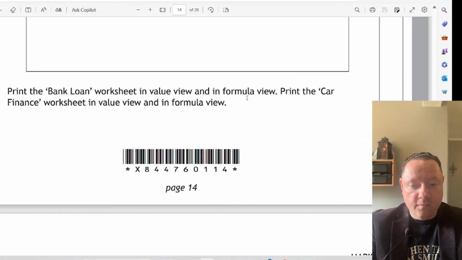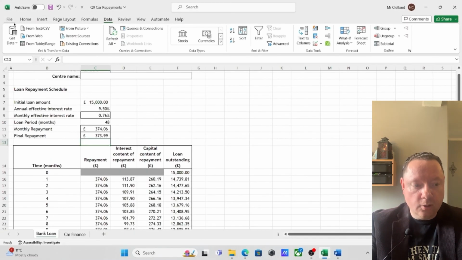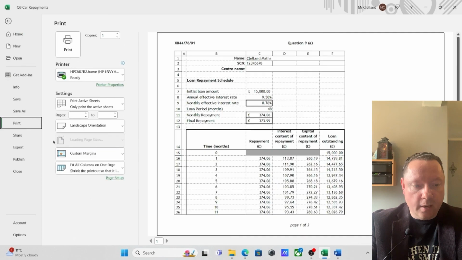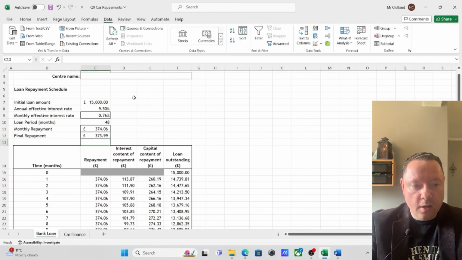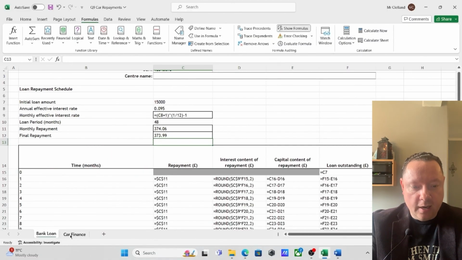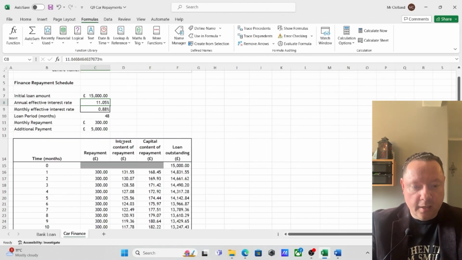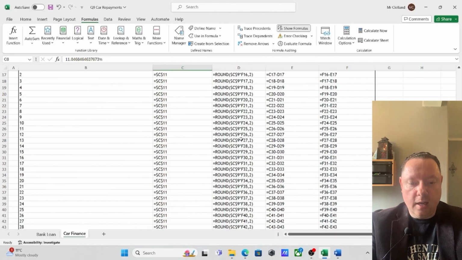It now says value view and formula view, and then print your worksheet. So let's have a look at the worksheets. You've got bank loan, so you just go to file, print it in value view and formula view. To get it into formula view, you just go to formulas and show formulas, and you do the same for car finance. You print this as normal, and then formulas, show formulas, and print your formulas, and we're done there.